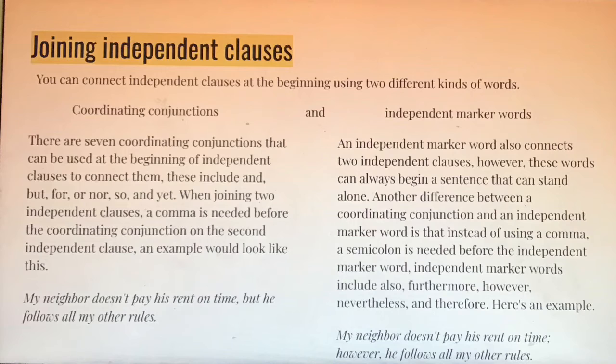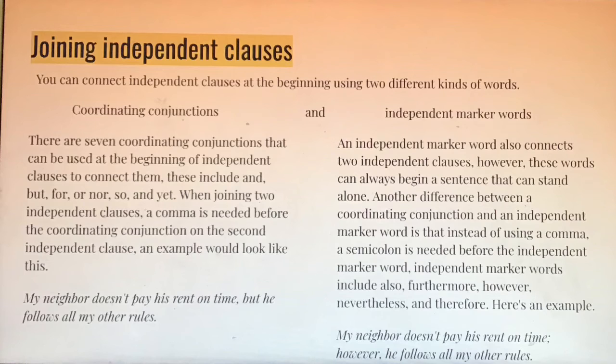Joining independent clauses. You can connect independent clauses using two different kinds of words: coordinating conjunctions and independent marker words. There are 7 coordinating conjunctions that can be used at the beginning of independent clauses to connect them. These include and, but, for, or, nor, so, and yet. When joining two independent clauses, a comma is needed before the coordinating conjunction on the second independent clause. An example would look like this: my neighbor doesn't pay his rent on time, but he follows all my other rules.